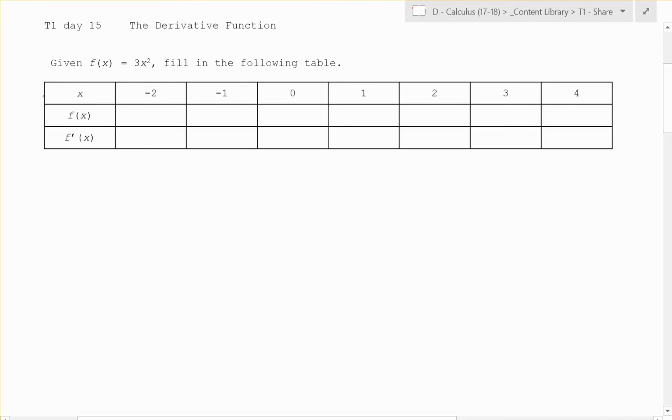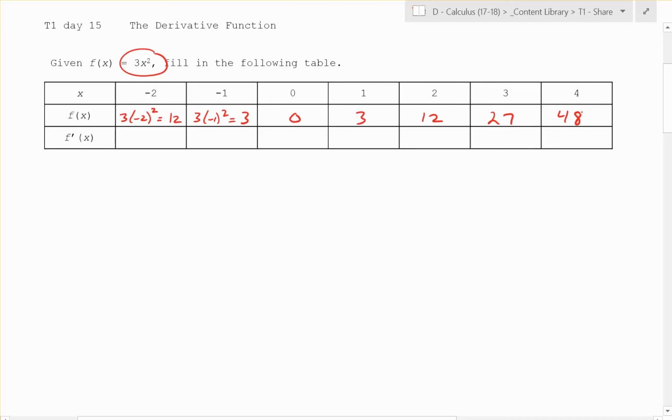So when you plug in -2, I'm talking about 3 times -2 squared, which is going to be 3 times 4, which is indeed 12. The next one's going to be 3 times -1 squared, which is 3. And if you go along plugging in these x values into the original function, you end up with 3, 12, 20, 12, yep, that's right, 27, and 48 when you do it out.